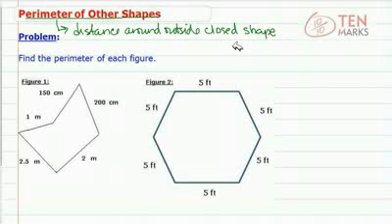To find the perimeter of a polygon, we add the lengths of all its sides. Also remember that you have to mention the unit of length. So if it's measured in centimeters, you label it centimeters, inches, feet, etc. The perimeter, P, is equal to the sum of all the sides.